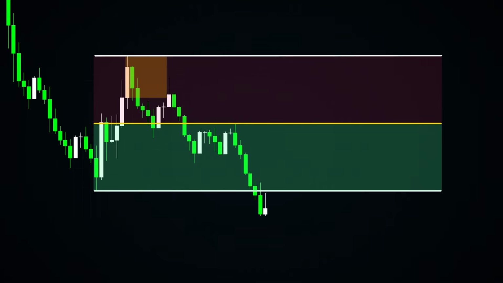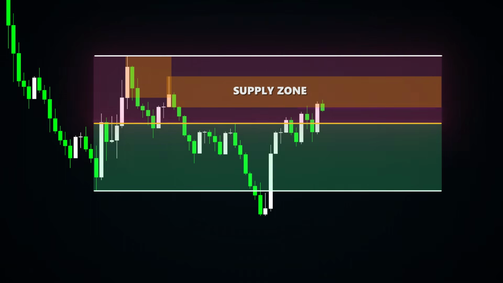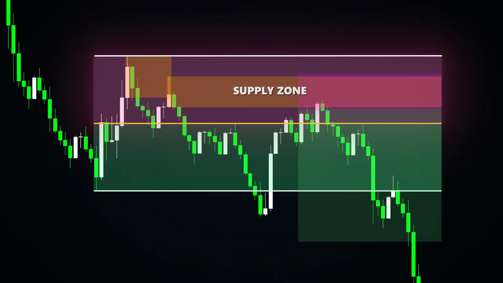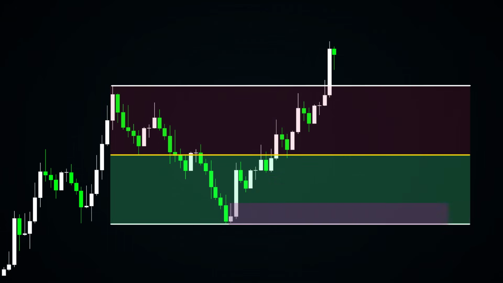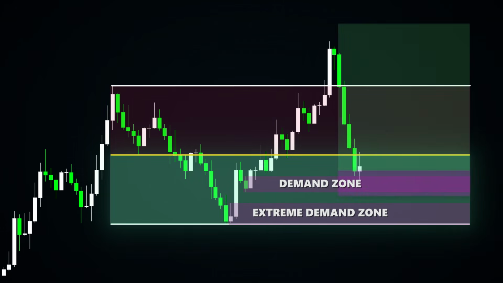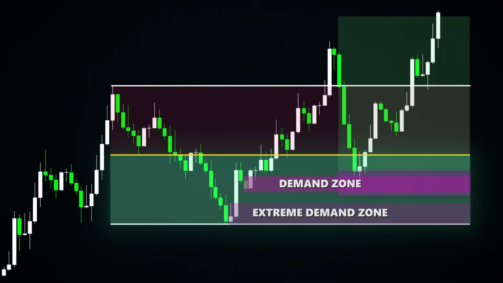In a downtrend, price pulls back to premium levels, the upper half of the range, where we look to sell. In an uptrend, price retraces to the discounted lower half. That's where we look to buy. The key is simple. Well-priced zones increase your edge, reduce risk, and improve trade quality.